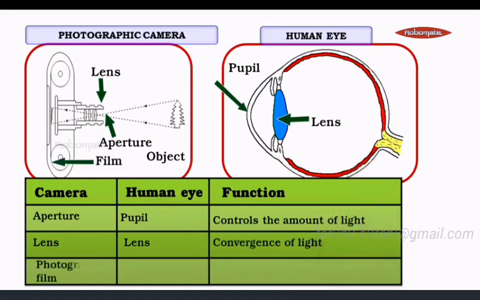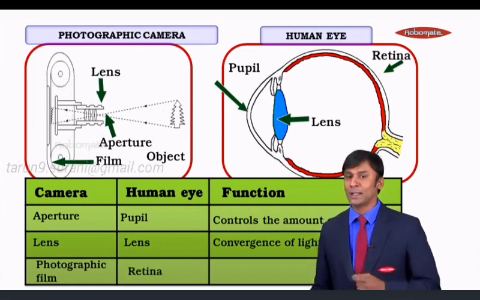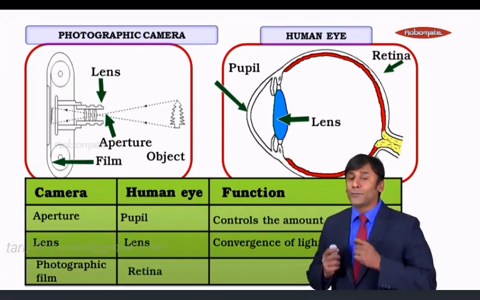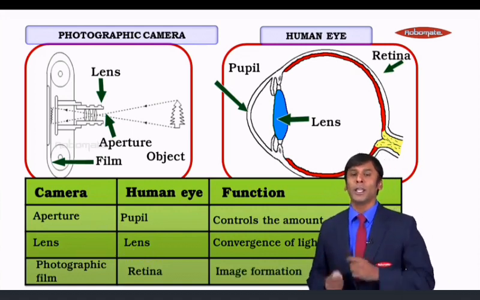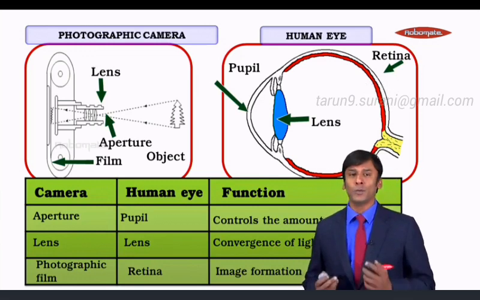We come to the third part, and this third part is a photographic film. A camera contains a photographic film. Whereas a human eye also contains a photographic film, and that is nothing but the retina. And the function of this is nothing but image formation. So the retina in a human eye is a screen on which images are formed.